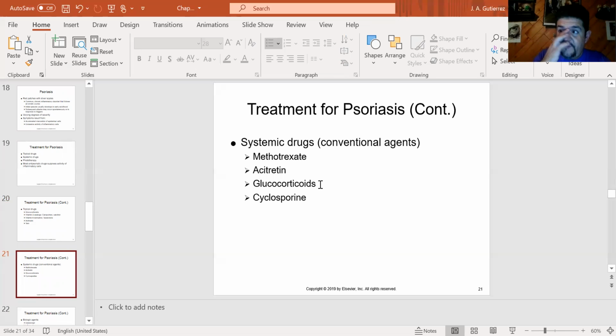Also, glucocorticoids have a mineralocorticoid effect. So that means that they're going to retain sodium, they're going to retain water. So you have to make sure that the patient doesn't have any type of heart failure. Methotrexate, acitretin, cyclosporin are immune suppressors, and the adverse effect here is immune suppression. So we need to teach the patient that if they have any sign or symptom of infection, to go see the doctor right away.